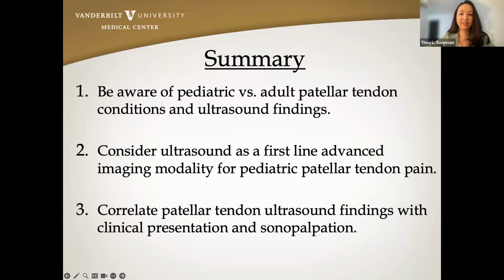Here are some key takeaways and highlights from this talk to be aware of. The main takeaway would be to be aware of the pediatric versus adult patellar tendon conditions, as well as ultrasound findings. Again, the key is that in the pediatric patient, you have non-ossified cartilage, which may be more prone to having abnormalities and where you can have changes to the area that may not be present in adults. Ultrasound can be beneficial in these cases and should be used as a first-line advanced imaging modality in addition to x-rays for looking at pediatric patellar tendon pain.